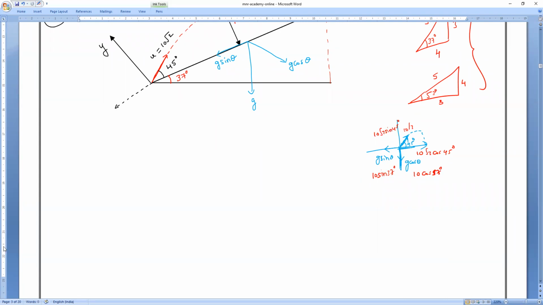Find the range fast. Two minutes time, let me see. We'll find the time of flight. Make it quick now.